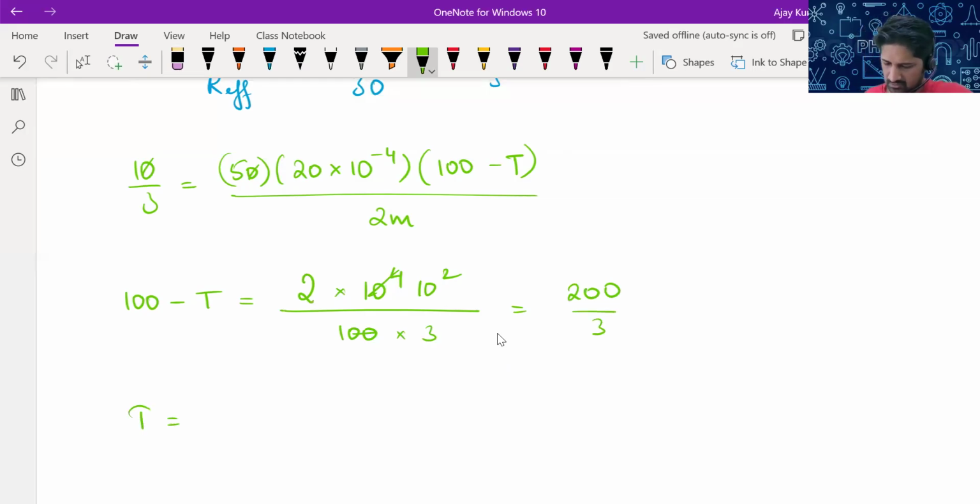So T becomes 100 minus 200 by 3. That is 100 by 3. Good. And this will be in degrees C, 33.33. Okay, so good. Both answers are correct. Others also, have you understood how to solve heat current as well as junction temperature when rods of different conductivities and areas of cross section are combined?